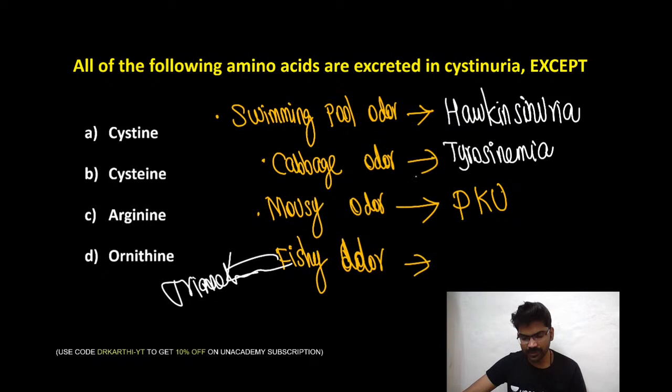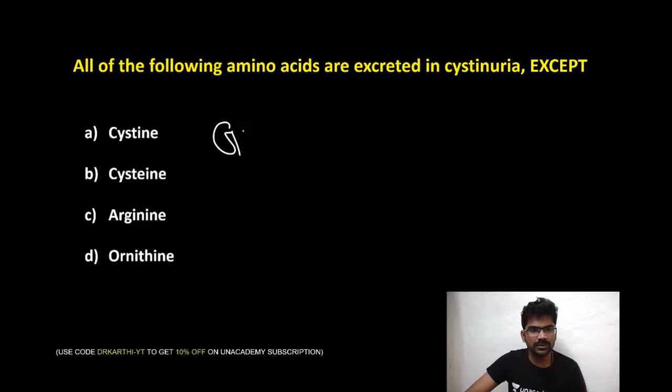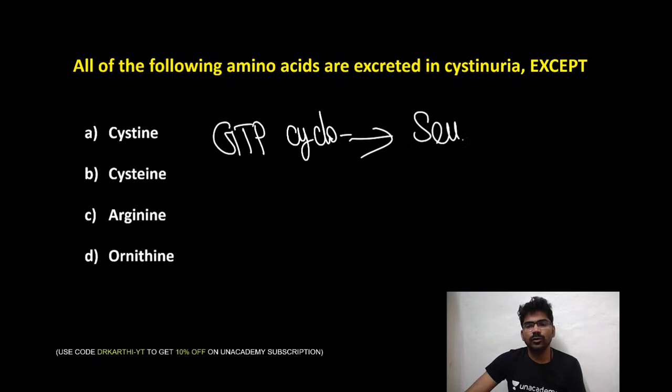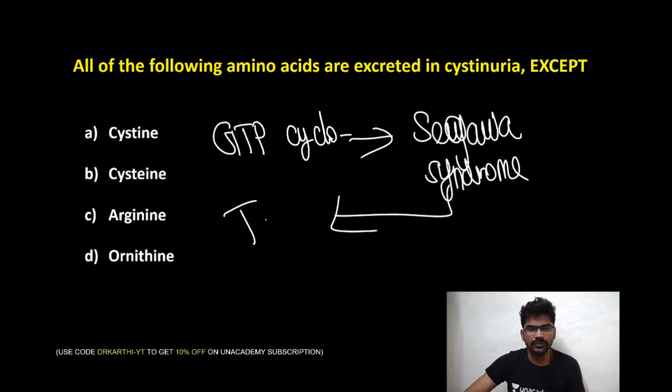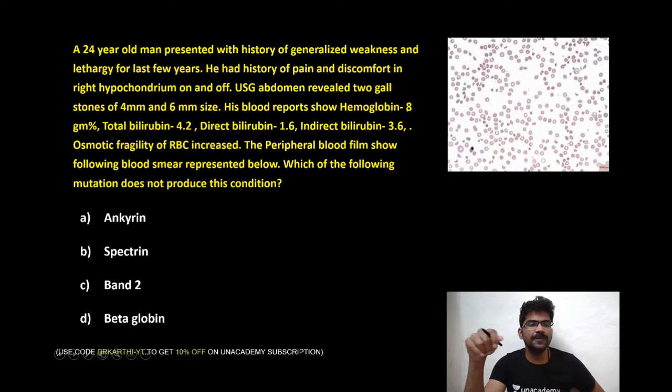So what Parthiban was saying is GTP cyclohydrolase enzyme. That will be Segawa syndrome. Segawa syndrome is due to a defect in tetrahydrobiopterin synthesis, BH4 synthesis. Right, look at the clinical case history and try to answer the questions.